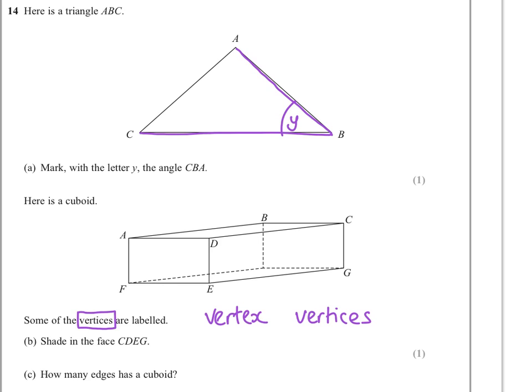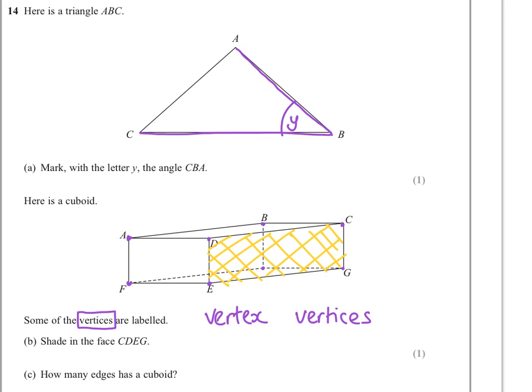Okay? So it says some of the vertices are labelled, shade in the face CDEG. Well, these are the vertices here. They've been labelled. And it says some of them, i.e. this one's missed out. And you've got to shade in CDEG. Well, CDEG would be this face here. Okay? And I'll just shade that in there. And that would be the answer.